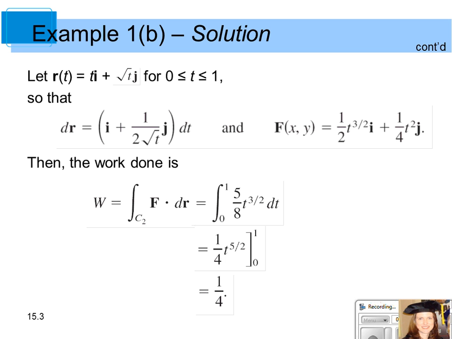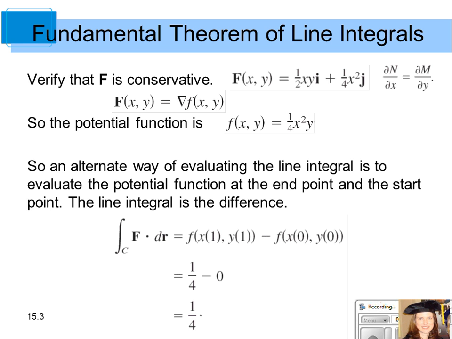So again, we've calculated the work along three different paths in the same vector field with the same start and the same endpoint. That happens when you have a conservative vector field. And we want to verify that the vector field is conservative. Our original vector field, again, is 1/2 xy i plus 1/4 x squared j. If you take the partial of N with respect to x, that's going to be 1/2 x, and the partial of M with respect to y, you get 1/2 x again. If those two partials are equal, then we can say the vector field is conservative.